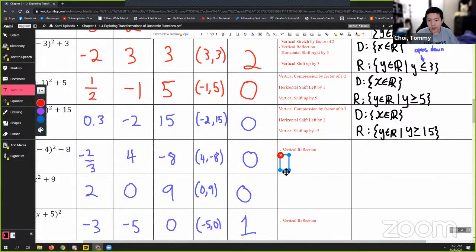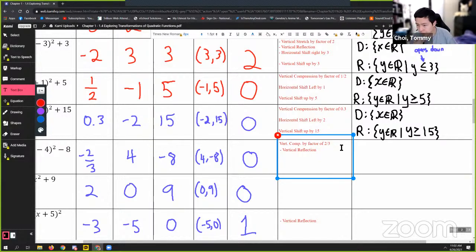Our next one. Now, at this point, some of you are probably going, Mr. Choi, it's a pain to write out vertical compression, vertical stretch, horizontal shift, vertical shift. Writing that out multiple times in a row is painful and annoying and redundant. Fair. Short form it then. Just shorten it, just like I did now.